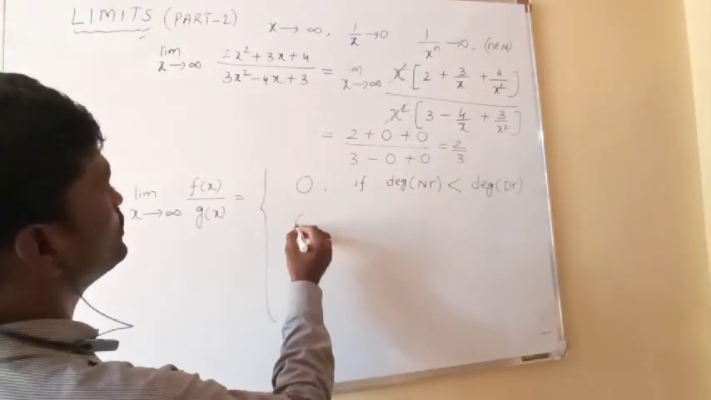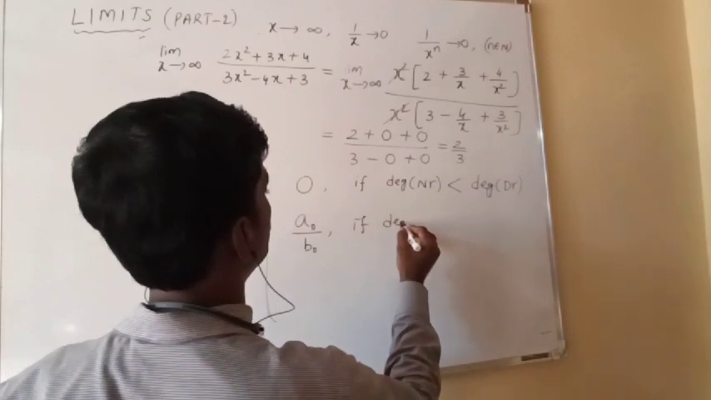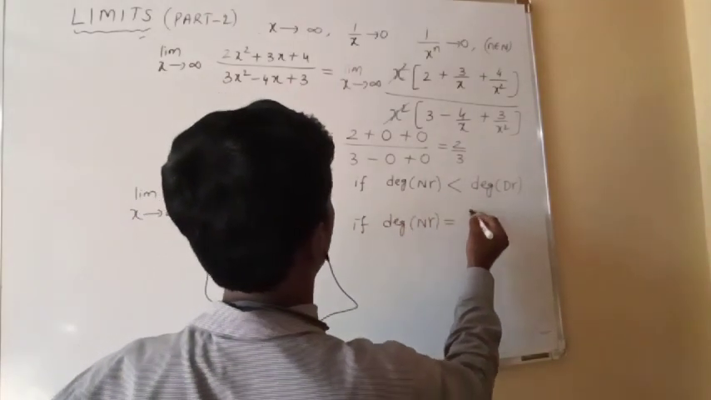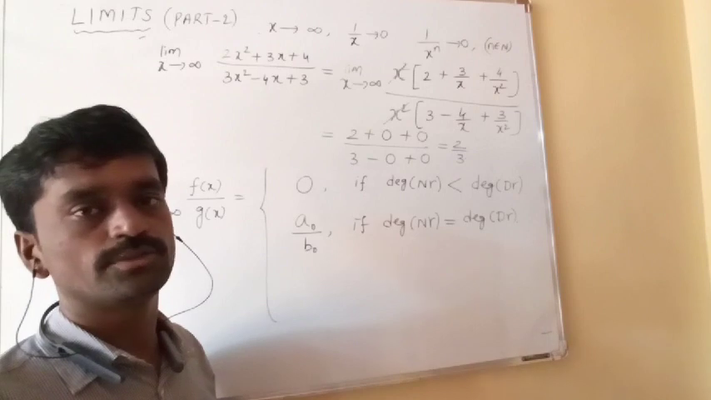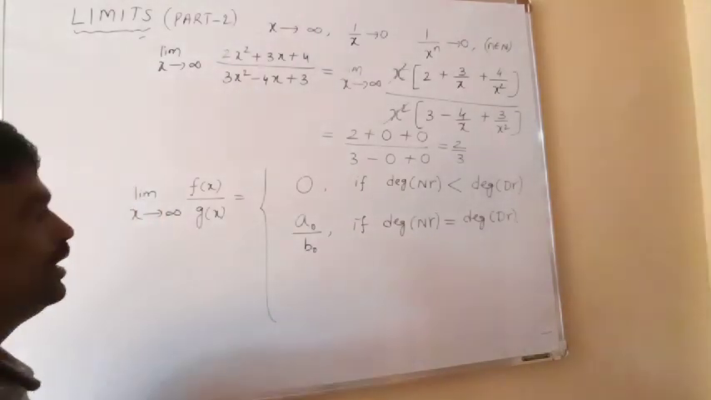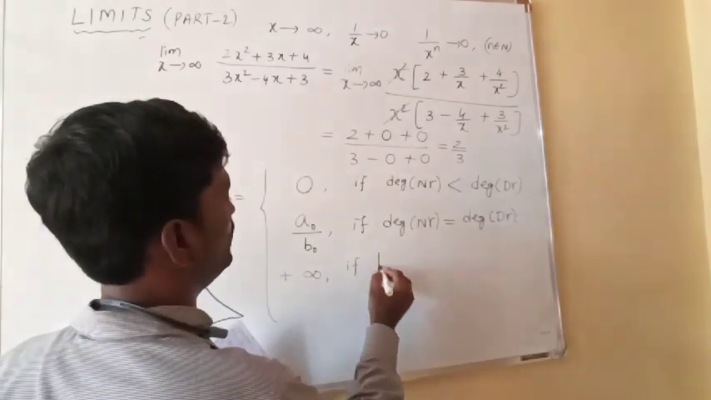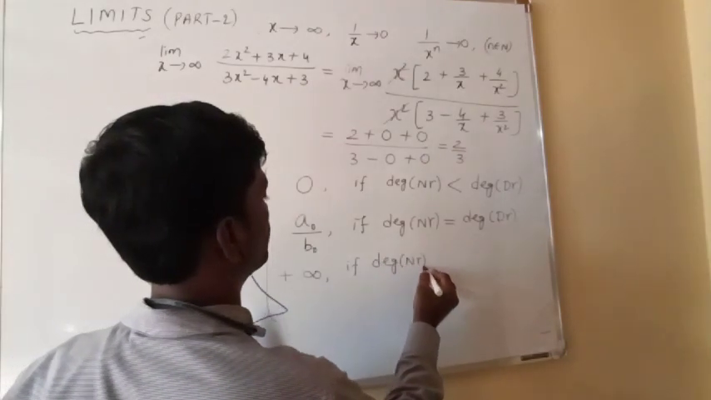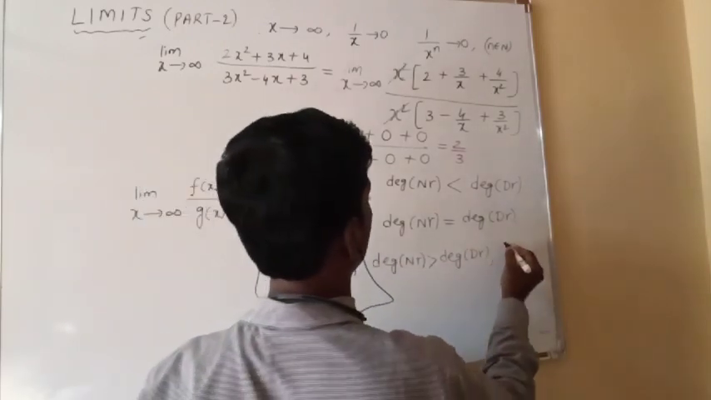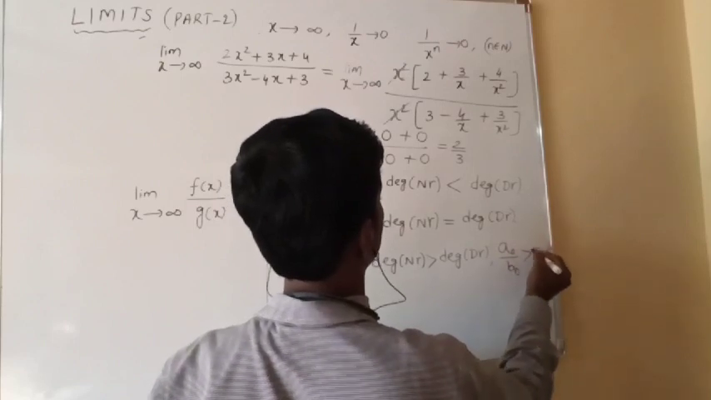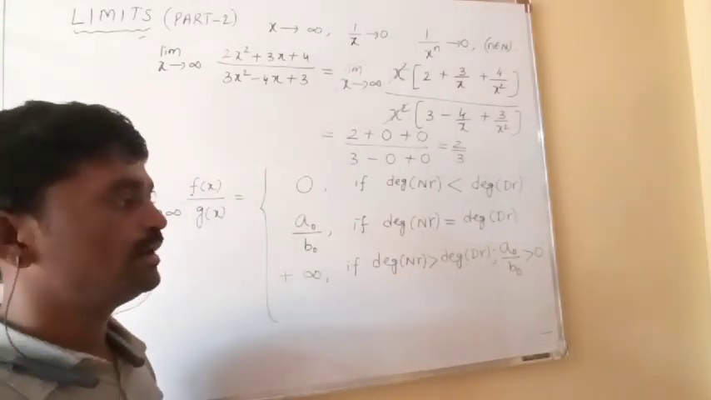Next, it is equal to a naught by b naught if degree of numerator is equal to degree of denominator. What is a naught, b naught? Leading coefficients in numerator and denominator. Next, it is equal to positive infinity if degree of numerator is greater than degree of denominator, and one more condition, this a naught by b naught is positive. Two conditions: degree of numerator must be greater than degree of denominator, and a naught by b naught must be positive.